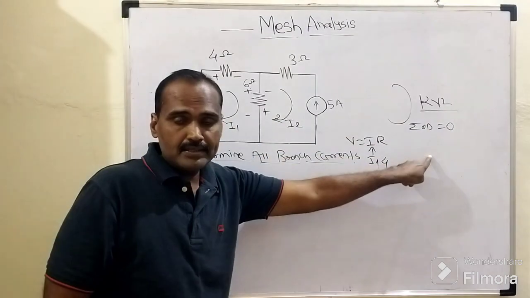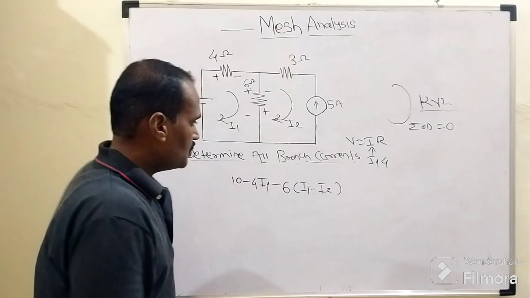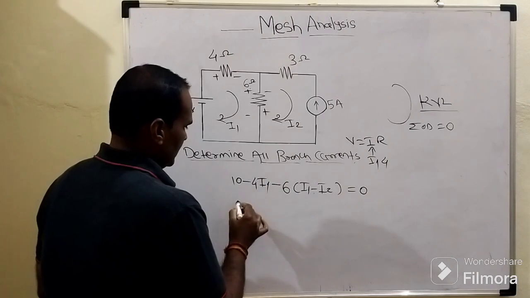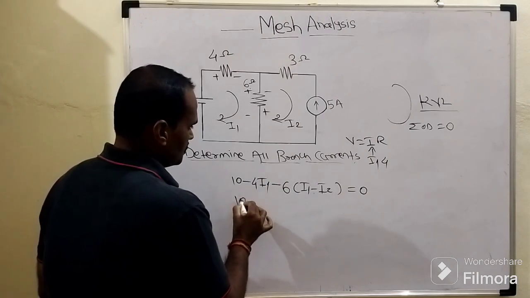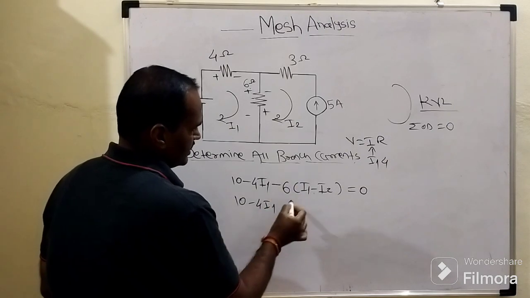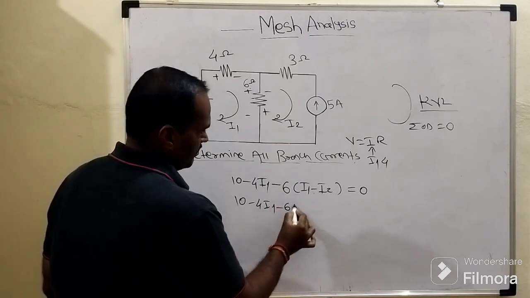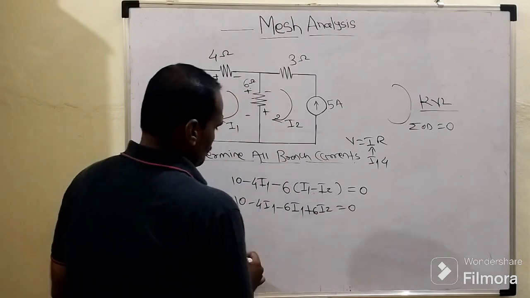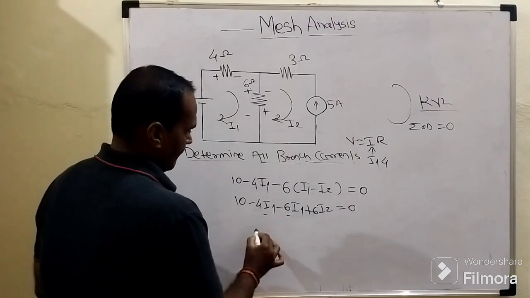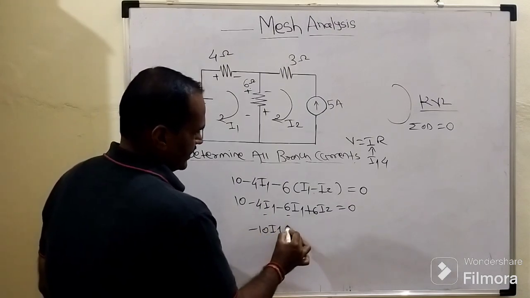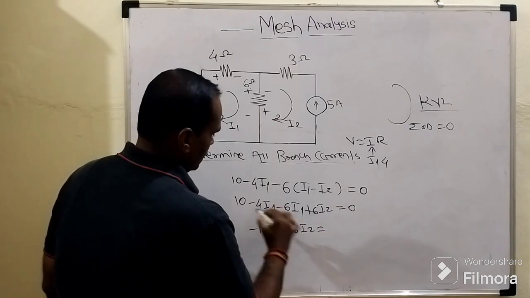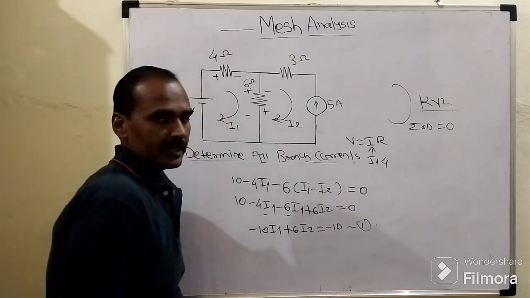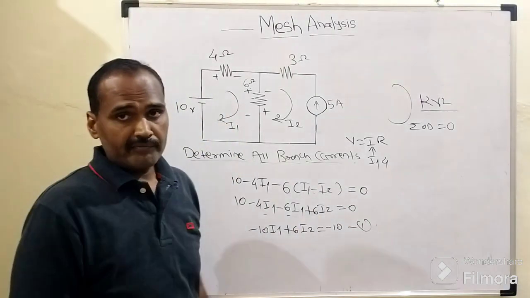So according to that KVL, the ohmic drops are being equated to 0, right? After that we need to simplify, basic mathematical manipulation we need to do. So 10 minus 4I1, this minus 6 will get multiplied with this parenthesis, so it will become minus 6I1 plus 6I2 equals to 0. So this equation will become minus 10I1 plus 6I2. This 10 is being shifted to the right hand side of this assignment operator, so it will become minus 10. This will be your equation number 1 for your mesh number 1, right?